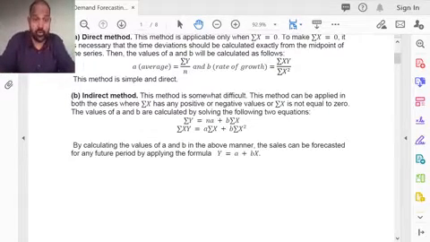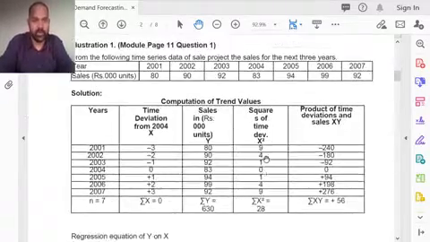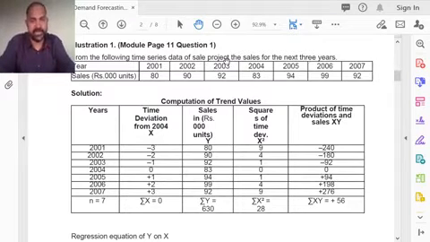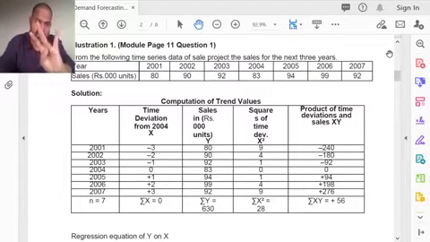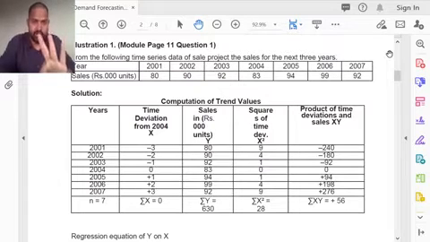So let's come to the solution of the first question, which we've already done, and the presentation will remain as and how the question is. The question says: from the following time series data of sales, project the sales for the next 3 years. From 2001 up till 2007, they want you to project the sales for the next 3 years. So 2008, 2009, 2010 is what they want you to project.